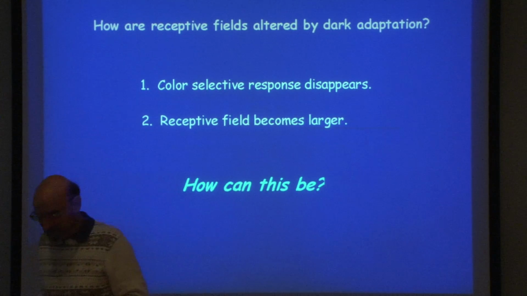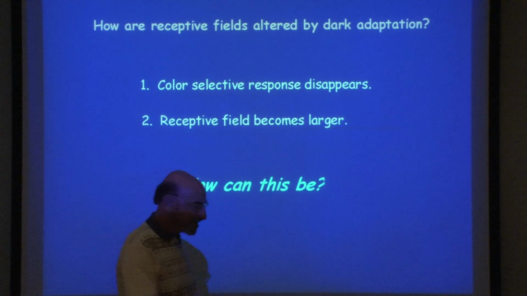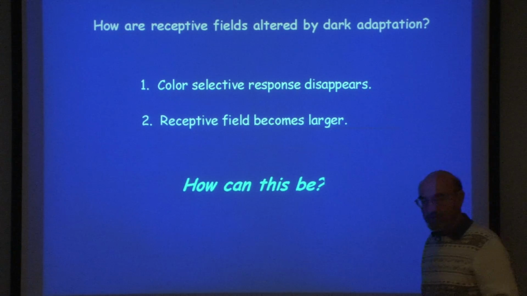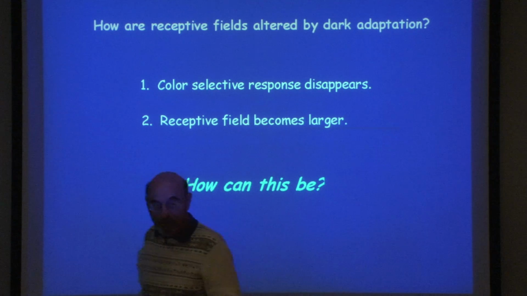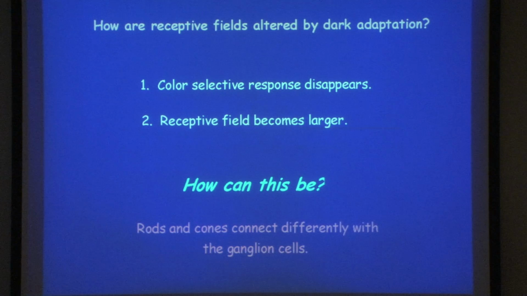of experiments of this sort. And if you remember, I told you that Cajal played a central role in using the Golgi stain, and that he and Golgi received the Nobel Prize in 1906 for their major discoveries about this. So now, he argued that the way this happens is that rods and the cones connect differently with the ganglion cells.